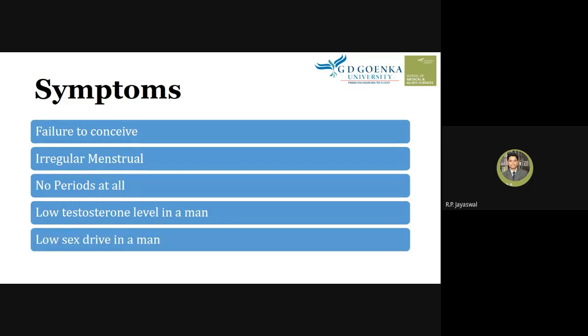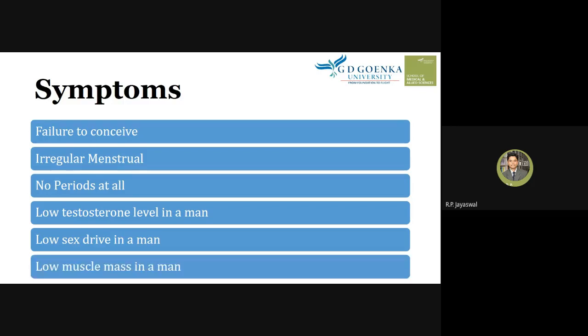Low sex drive in a man, so unable to have a feeling of sex drive in a male, so the FSH level may be abnormal. Low muscle mass in a man, so the muscle ratio with the body is lower. In such patients, such males, the FSH levels may be abnormal.